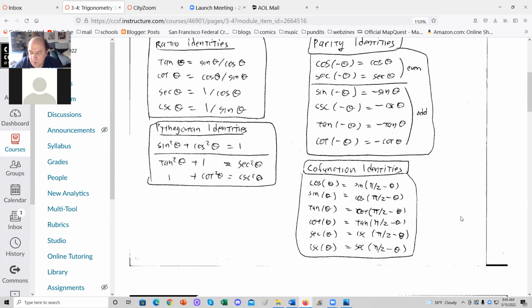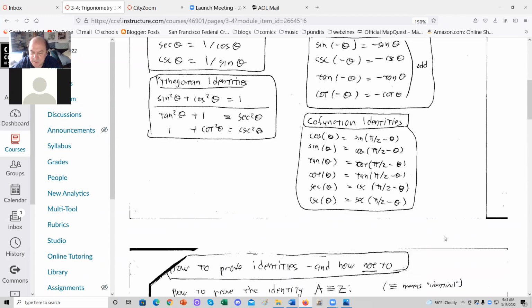There are also co-function identities between trig and cotrig. Cosine of theta is sine of the complement, pi halves minus theta. Sine of theta is cosine of pi halves minus theta. Tangent theta is cotangent of pi halves minus theta. Cotangent theta equals tangent of pi halves minus theta. Secant theta equals cosecant of pi halves minus theta. And cosecant theta equals secant of pi halves minus theta. In general, trig theta equals cotrig of pi halves minus theta. Trig theta equals cotrig of the cotheta, in other words, the complement of theta.